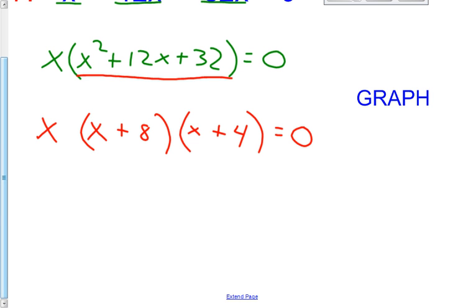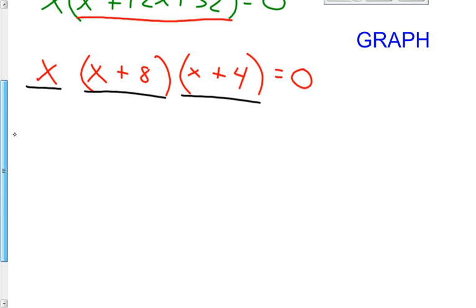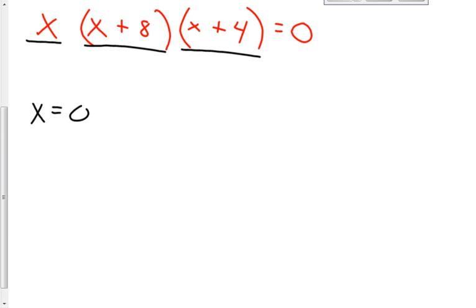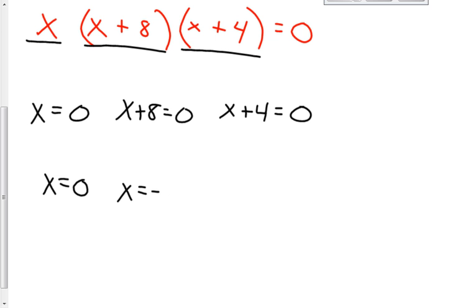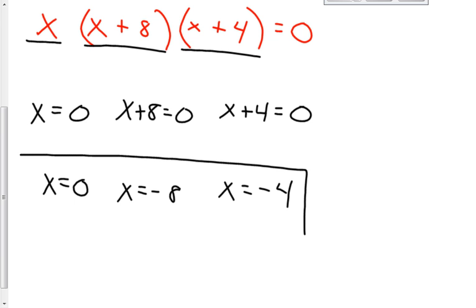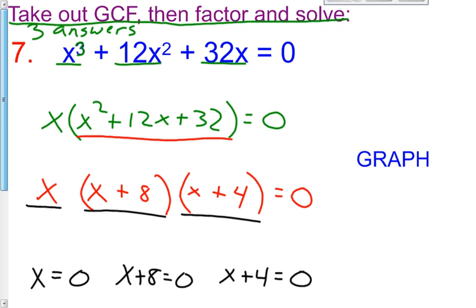So now, class, what you have is 3 factors where if any one of those factors equals 0, the whole left side turns to 0, because anything multiplied by 0 is 0. So if you want to find your answers, you got to set each factor equal to 0. So my answers: x equals 0, x equals negative 8, x equals negative 4. So we do indeed get 3 answers, and we get that because our degree is 3. Our highest power of x is 3.